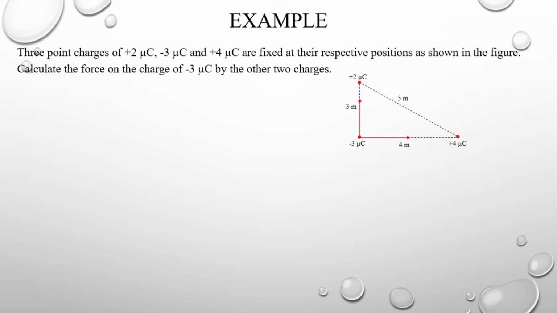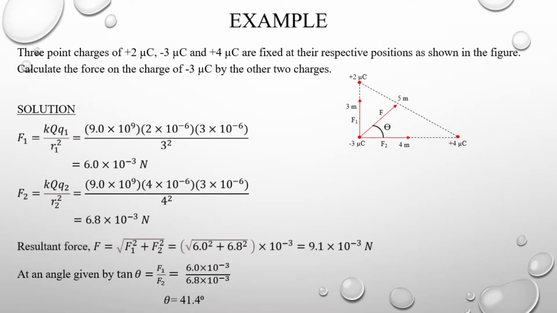First, we label the forces F1 and F2. Since the negative charge is attracted to the positive charge, the force is directed towards the positive charge. And then we label the resultant force in between these two forces. And then we label the angle.